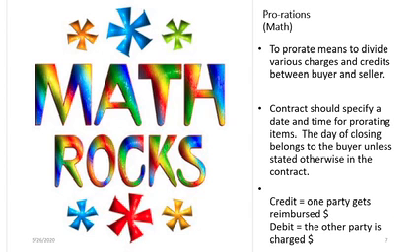All right, in your math, you're going to have prorations. That's what we were talking about in the last slide about being divided by the buyer and the seller. To prorate means to divide various charges and credits between the buyer and the seller. Contract should specify the date and timing for prorating items. The day of closing belongs to the buyer unless stated otherwise in the contract.